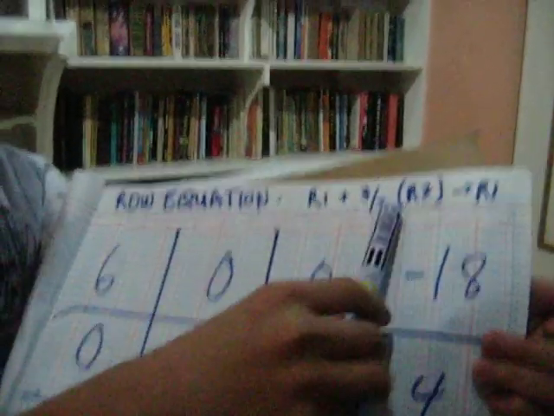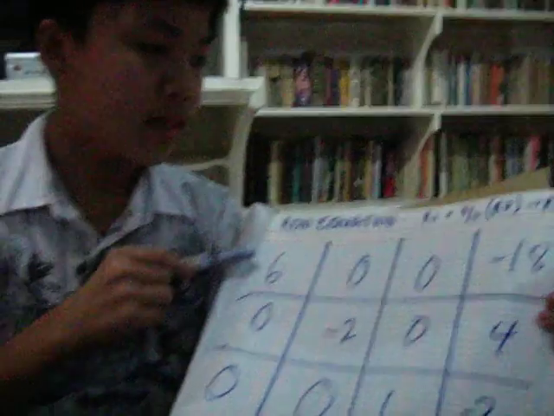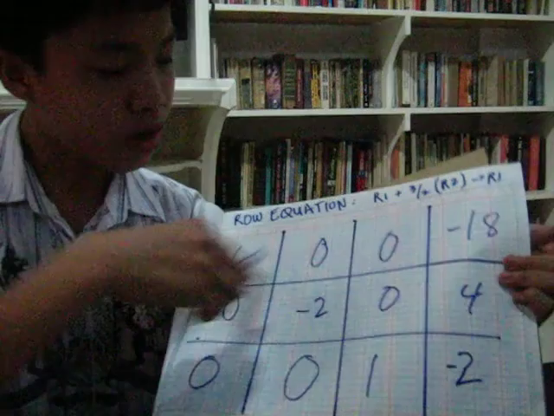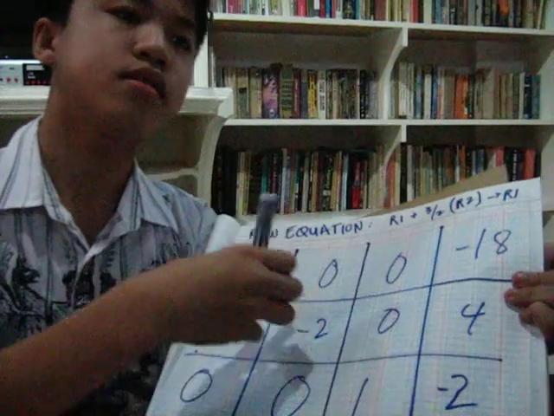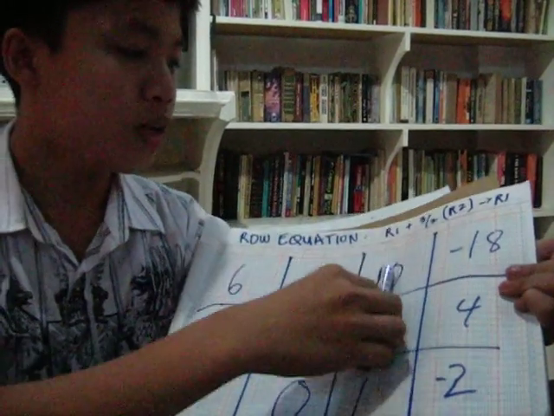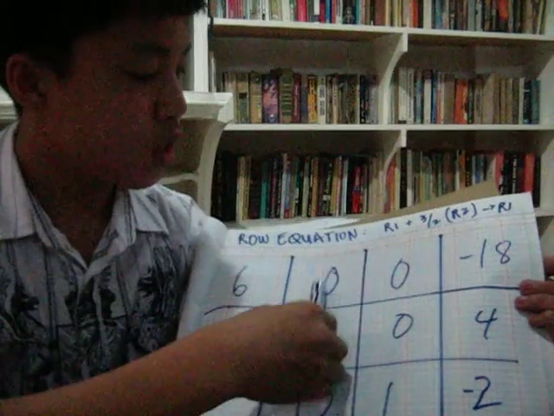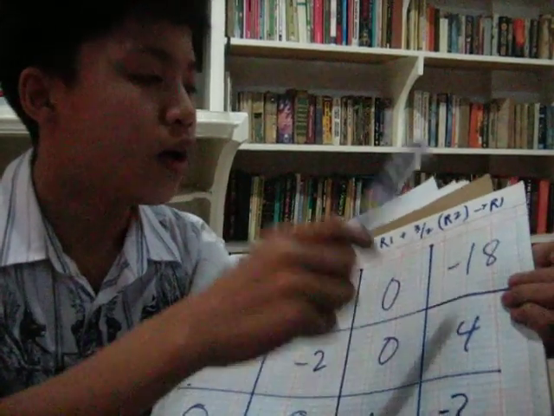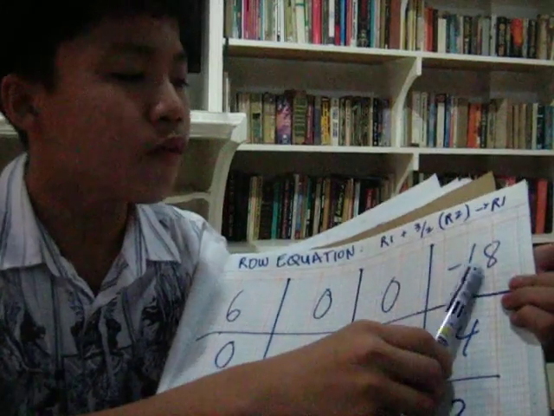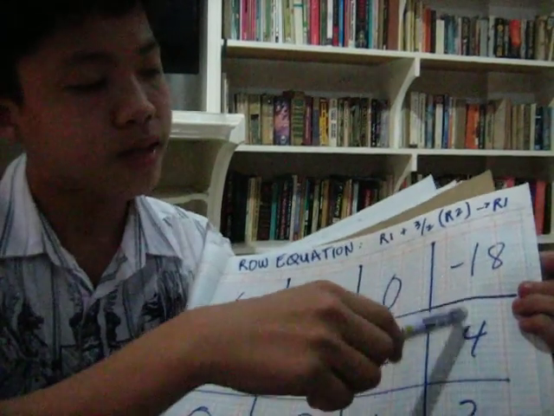Then, turn to the last equation. We add R1 to 3.5 of R2 and then put it into R1. So, from the original number 6, 3, 0, it becomes 6, 0, 0. Then the original number was negative 24, so negative 24 plus 6 is equal to negative 18.